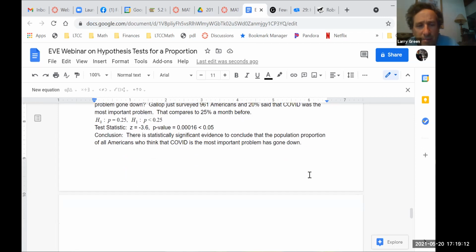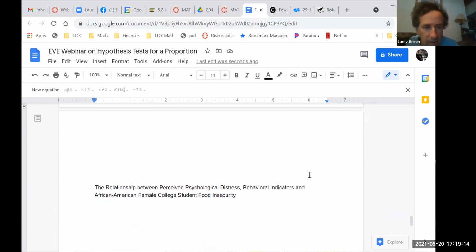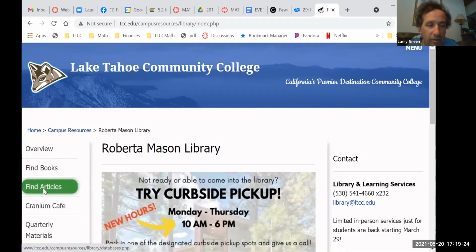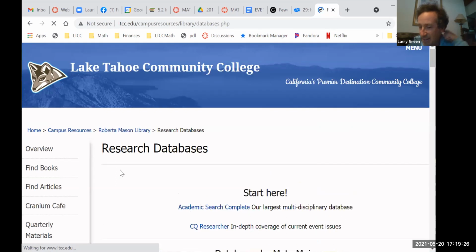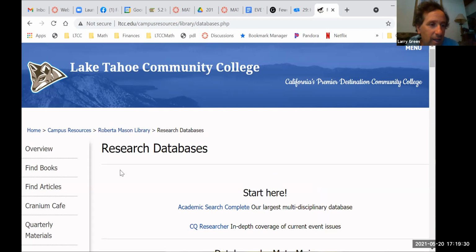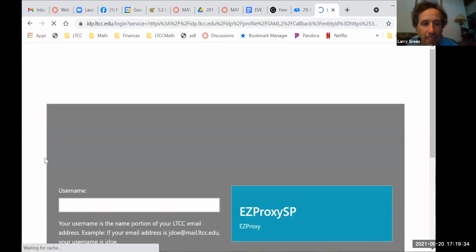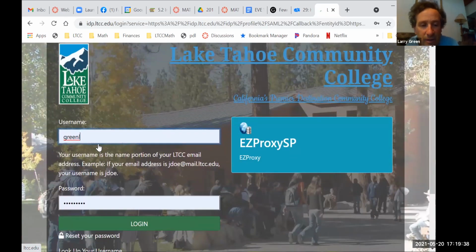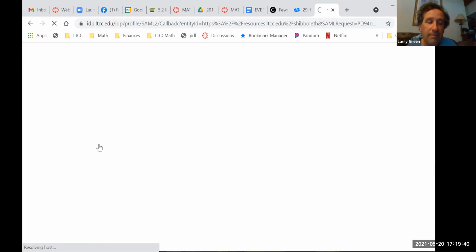I'm going to do one more kind of example, and I want to show you what research looks like. This is the title of an article, and I'm also going to show you how you can find articles. It's not just a statistics thing, it's just a college thing. If you go to our library, you go to find articles. If you go to Academic Search Complete, it's going to ask you for your username and password. That'll be whatever you use in Passport. Hit login.